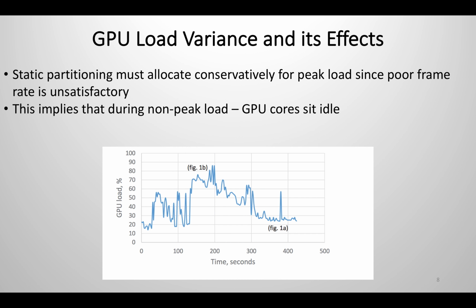Now, GPU load variance and its effects. Static partitioning must allocate conservatively for peak load since poor frame rate is unsatisfactory. This implies that during non-peak load, the GPU core sits idle. Now, as you can see, figure 1b and figure 1a. These are the two figures which were indicated in the previous slide. Figure 1b is of the complex scene and figure 1a is of the simple scene.